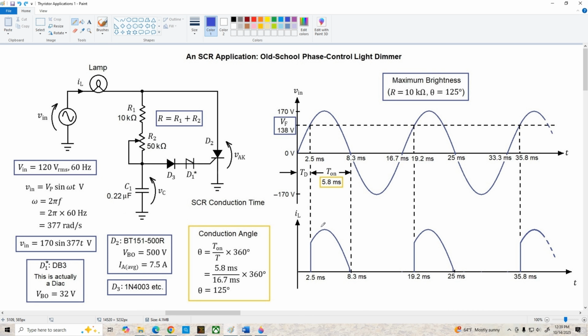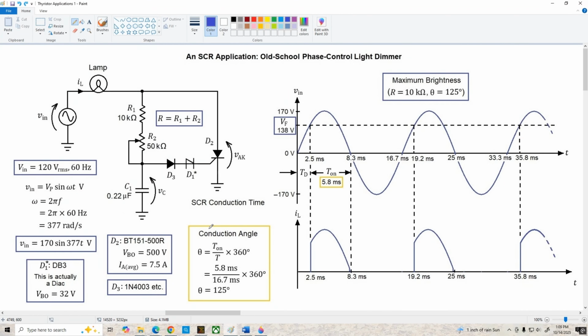Now, traditionally, we characterize the on time of the SCR by using what's called the conduction angle, and that's just the number of degrees for which the SCR is turned on during one cycle of the AC line. The equation for the conduction angle is shown over here in the yellow box, and for our circuit right now, we end up with a conduction angle of about 125 degrees.